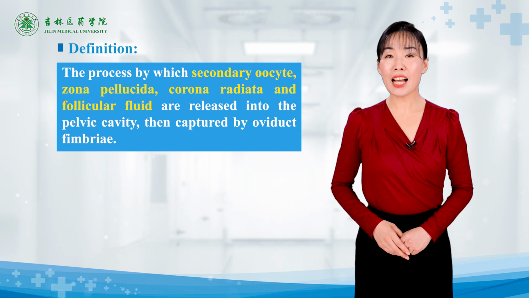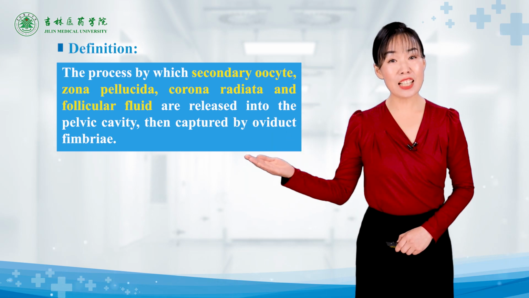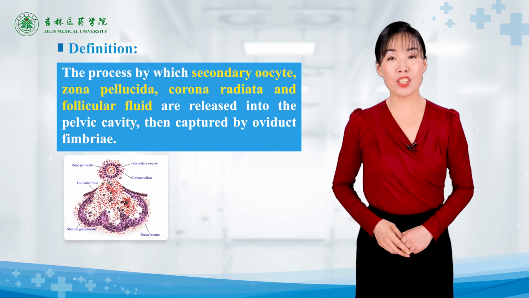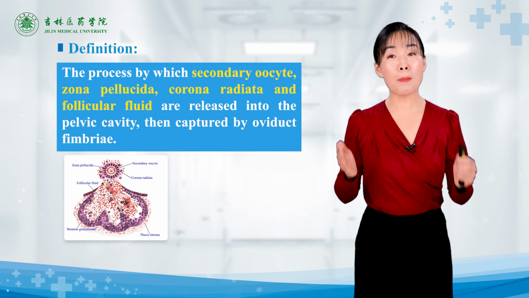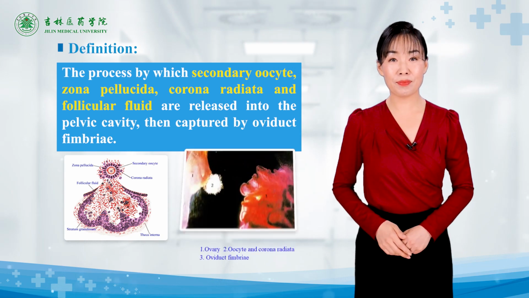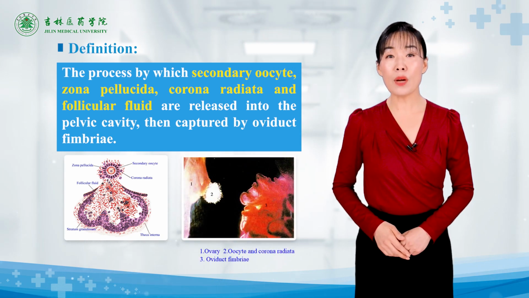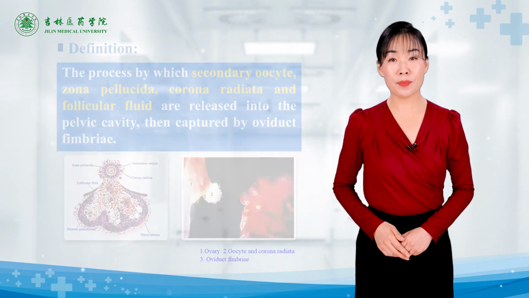Now, let's look at what is ovulation. Ovulation is the process by which the secondary oocyte, zona pellucida, corona radiata, and follicular fluid are released into the pelvic cavity, then captured by the oviduct membrane.